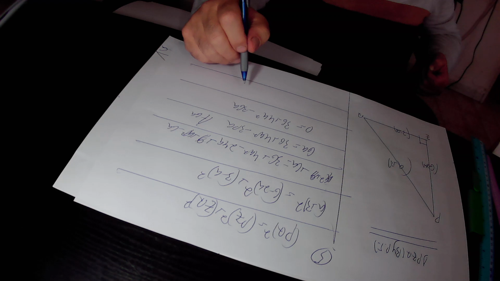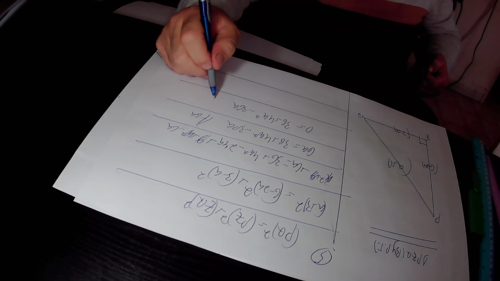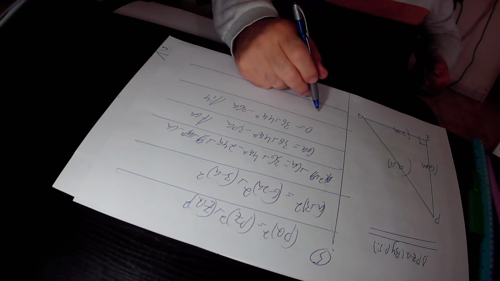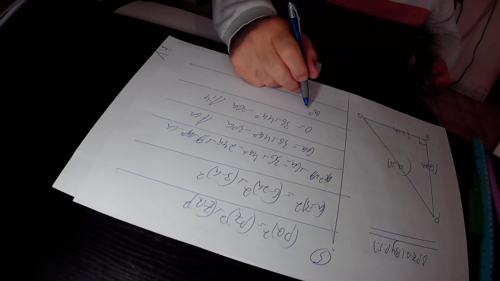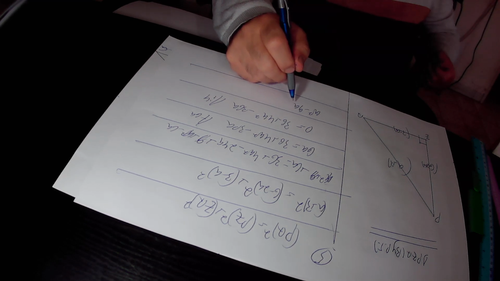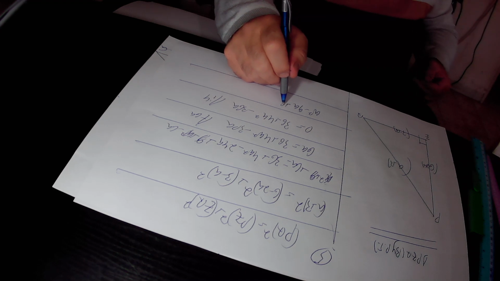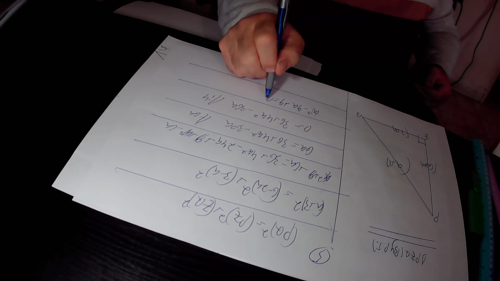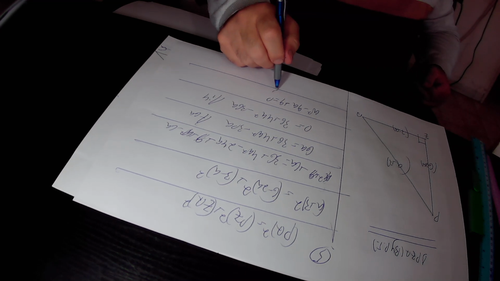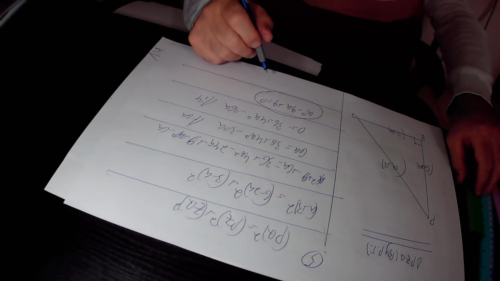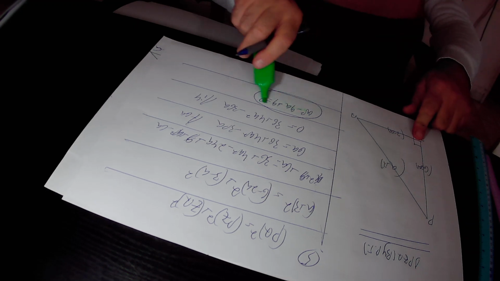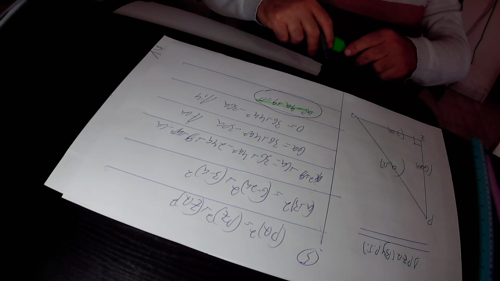Here we divide this equation by 4 and we get that 4A square over 4 is A square, minus 36A over 4 is minus 9A, and 36 over 4 is 9. 0 over 4 is 0. So in conclusion, we found out that A square minus 9A plus 9 equals 0. So this is the quadratic equation.